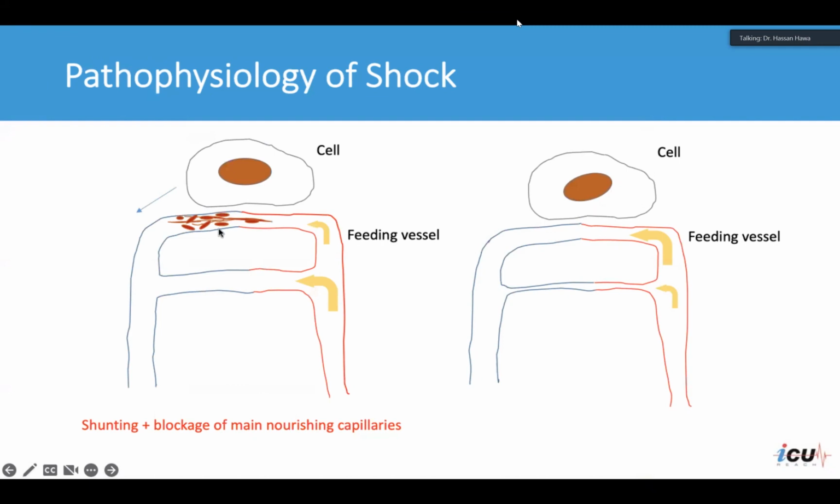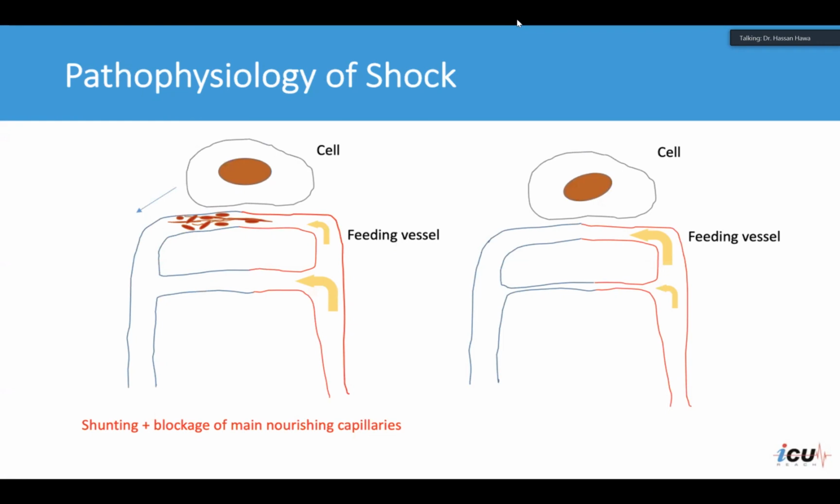So here, the thrombin, the platelets, will form a thrombus, and that will impede the blood flow through this feeding vessel. Not only that, the distant vessels from the cell will get dilated, part of the generalized vasodilatation, and that will lead to shunting of the blood away from the cell.